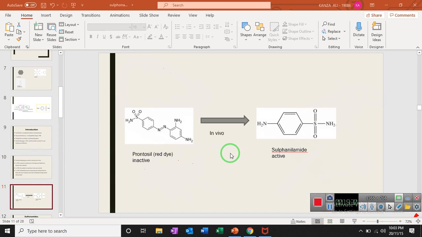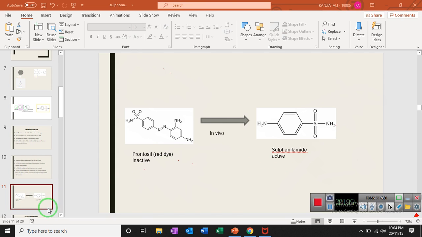In this slide, we can see that prontosil, the red dye, is inactive. It becomes active after metabolism, or in vivo. The active compound is sulfonamide.